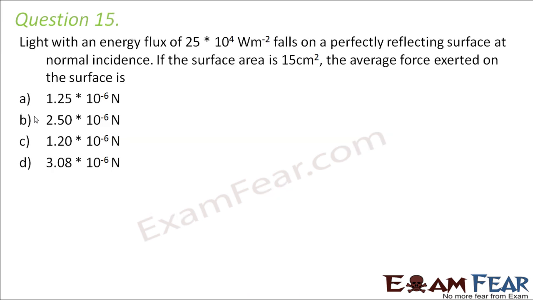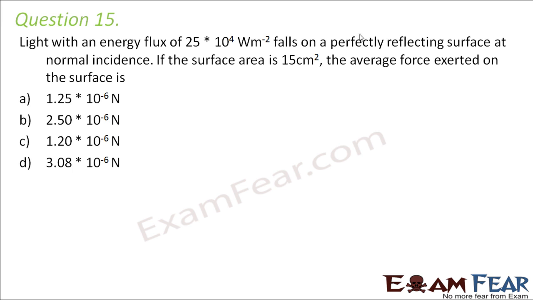Question number 15. Light with an energy flux of 25 into 10 to the power 4 Weber per meter square falls on a perfectly reflecting surface at normal incidence. If the surface area is 15 centimeters square, the average force exerted on the surface is.